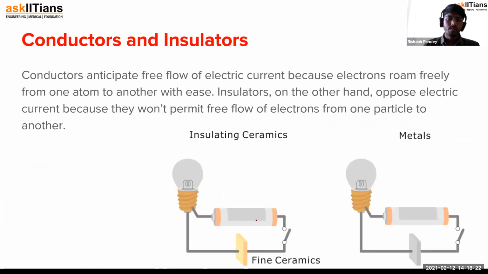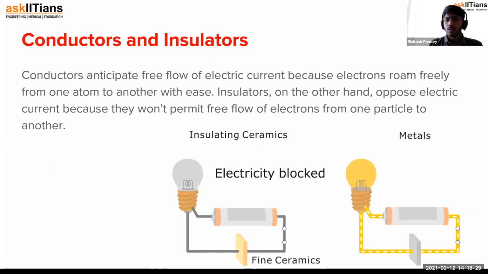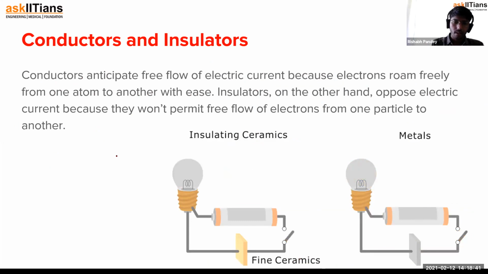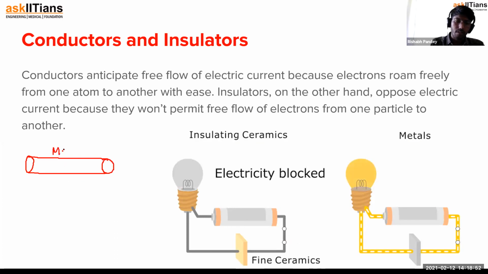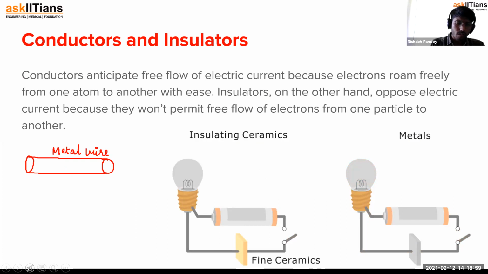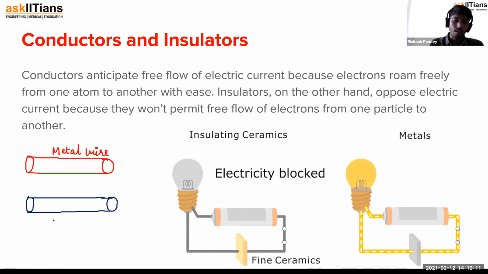Moving on, the next is conductors and insulators. Conductors allow free flow of electric current because the electrons roam freely from one atom to another with ease. Insulators, on the other hand, oppose electric current because they won't permit free flow of electrons from one particle to another. Let's say I have these two materials. The first material is a metal plate, assuming it to be a metal wire. In the second case, I have taken a plastic material, a plastic wire.